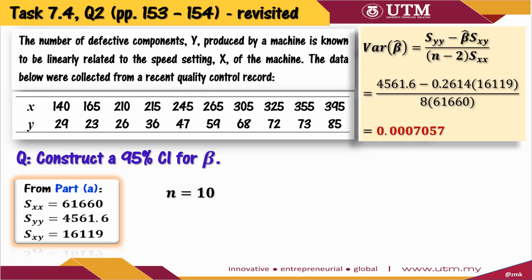Now if you look again at the question, you are to construct a 95% confidence interval for beta. In this case then, you should know that the level of significance alpha is 0.05. Please be reminded again, do not confuse between alpha used for the level of significance and the alpha used as an intercept in the regression equation.